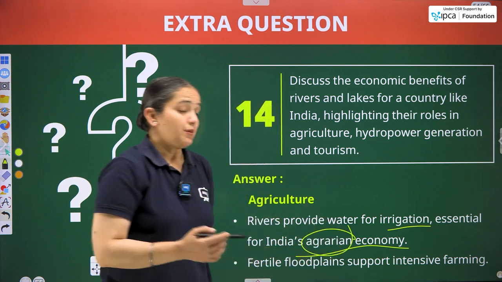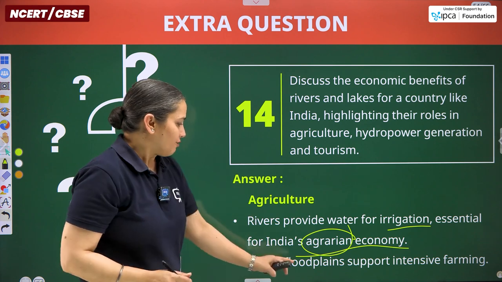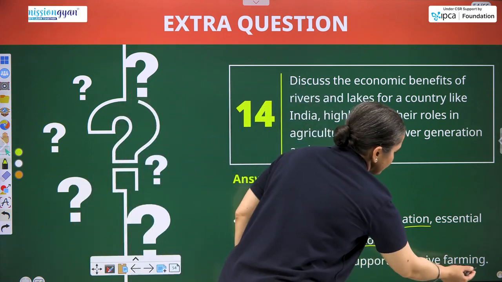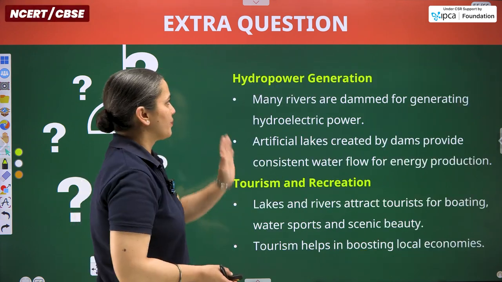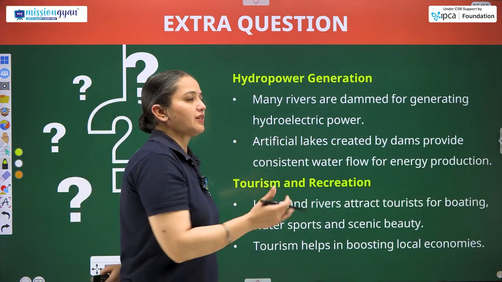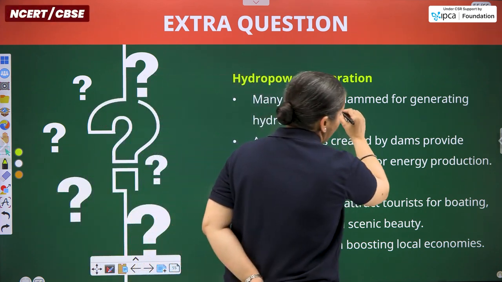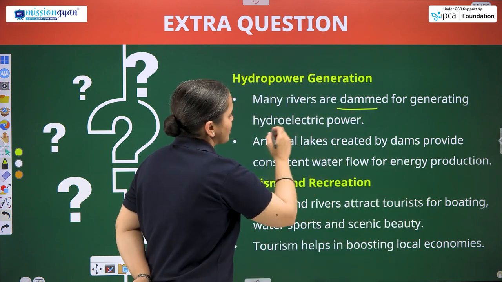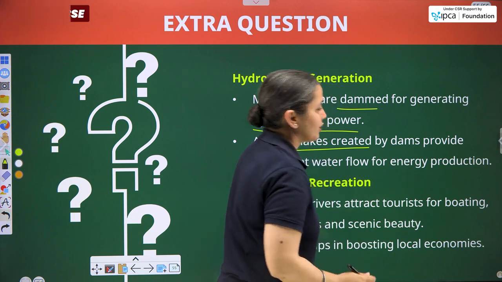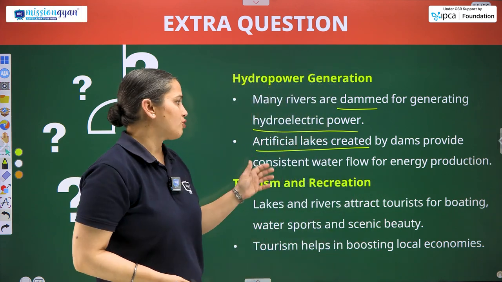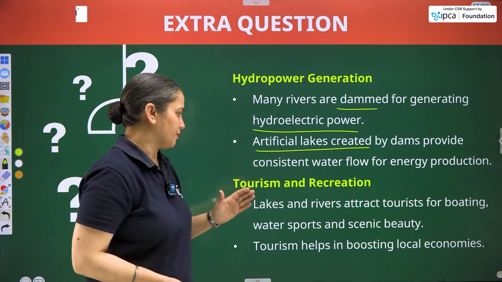Agrarian, we are aiming towards the agricultural practices to be done in India. Fertile floodplains support intensive farming in India, and for that part too, water is required. Hydropower generation, so many rivers are there, whether we talk about Himalayan rivers or the peninsular rivers. So many rivers are dammed. Dams are constructed over these rivers for generating hydroelectric power. Artificial lakes are also created for the dam construction, and they provide consistent water availability throughout the year.